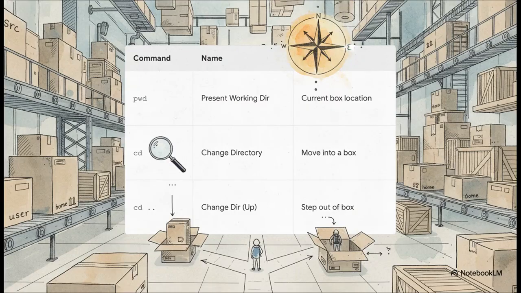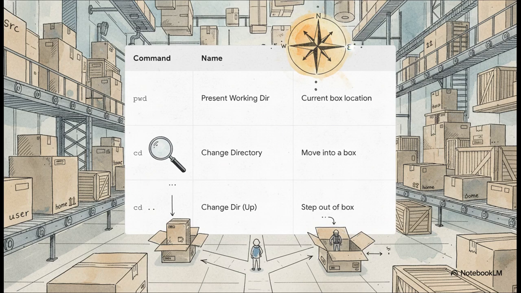Now, to navigate this massive warehouse, you've got a few essential compass tools. First up is PWD. Present Working Directory. This is literally just you asking the system, hey, which box am I currently standing inside? Then we have CD, or Change Directory. Typing CD followed by a folder name opens that specific box and drops you right inside it. But what if you want to step backward out of that box? Well, using CD followed by a space and two dots instantly steps you up one directory level.